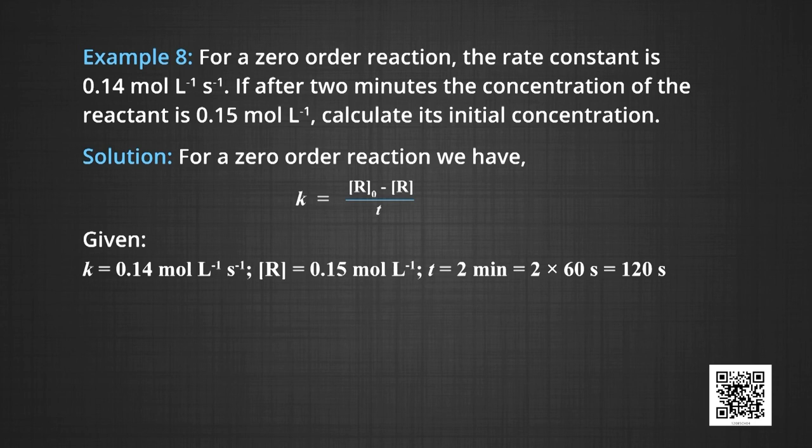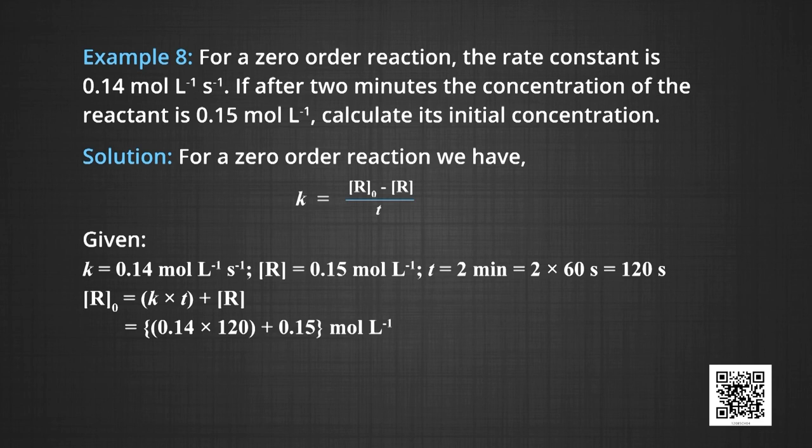Now, putting the values in the expression, R naught is equals to K into T plus molar concentration of R. Values putting 0.14 into 120 plus 0.15 moles per liter.